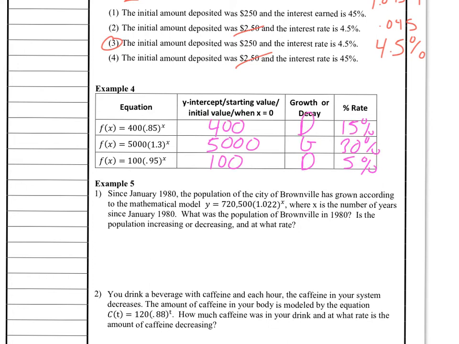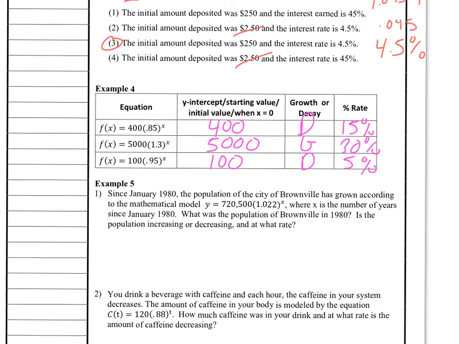Okay, so first problem, again, the y-intercept is always going to be your first number there, so the 400, the 5,000, and the 100. The rate is found by figuring out how far you are from 1. So 0.85 is 0.15 away. Multiply that by 100 to get 15%. 1.3, I'm sorry, is 0.3 away from 1, so 30%. And 0.95 is 5%, or 0.05 away from 1. So any number that is above 1 is going to be growth, so that's why this guy is the only one with the G. And then any number below 1 is going to be decay.